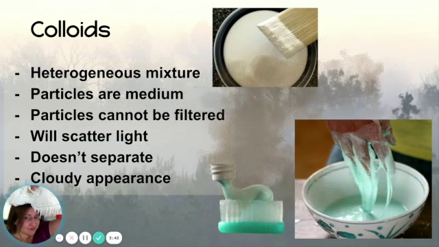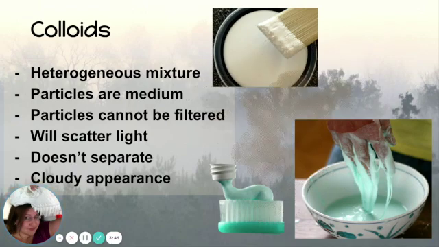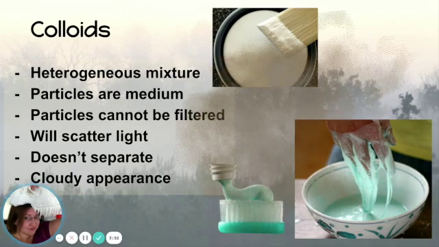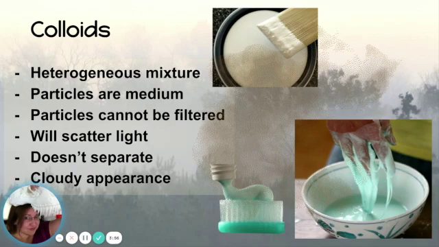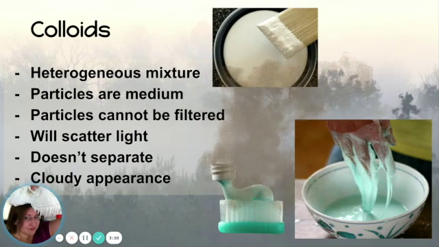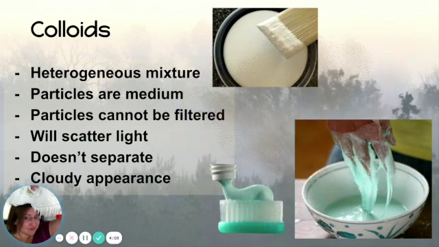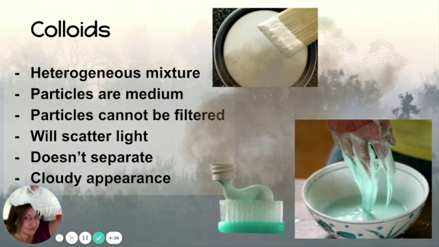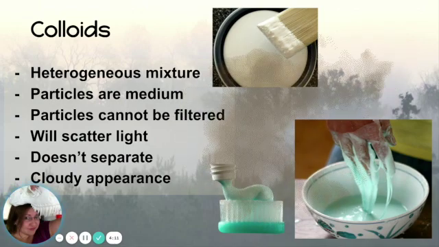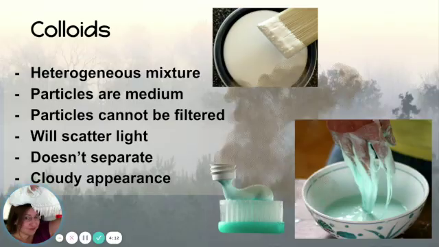Colloids are also going to be able to scatter light just like suspensions. So if you were to shine a light or a laser pointer through a suspension or a colloid, then they would scatter light. The materials in a colloid are not going to separate. They're just going to kind of be distributed throughout that material. And they're going to be sort of cloudy in appearance. So they're not going to have that transparent appearance as you would find in a solution.